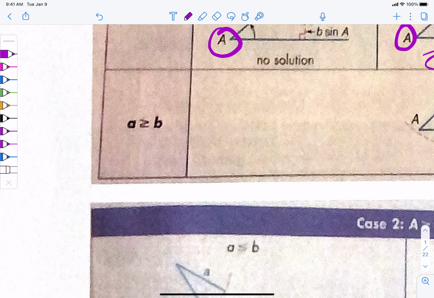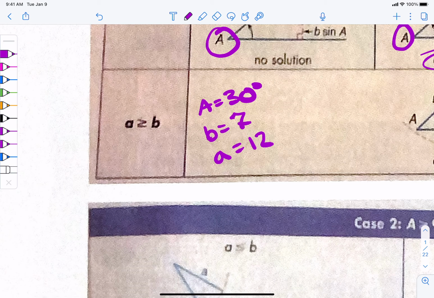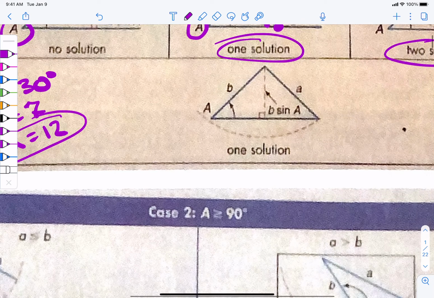That would be like the case where, let's say, A is 30 degrees, B is 7, and a is 12. This scenario is going to happen. We have A as 30 degrees, which is an acute angle, but lowercase a is bigger than B. So we already know that there's only one solution that's going to occur.